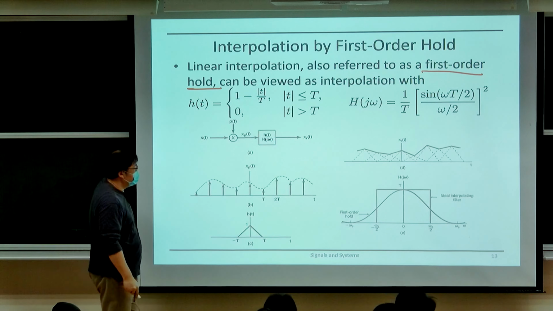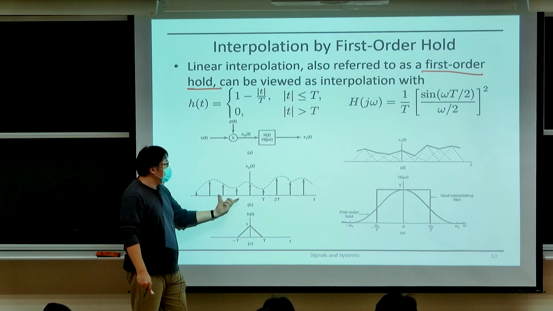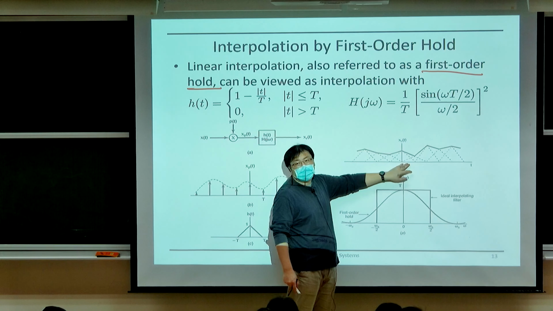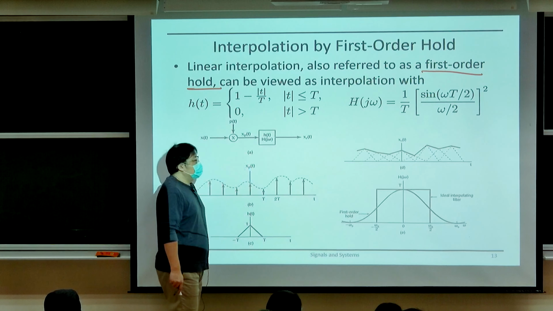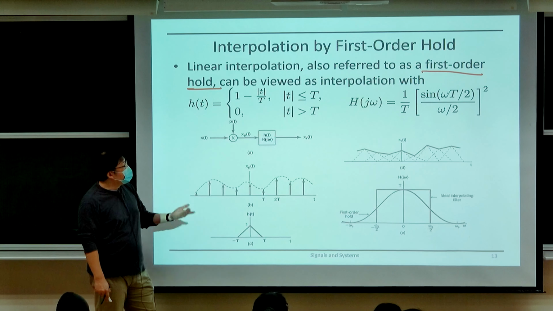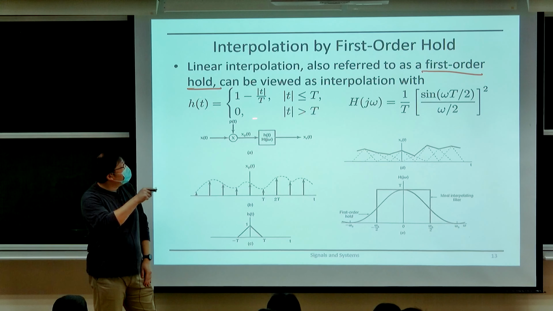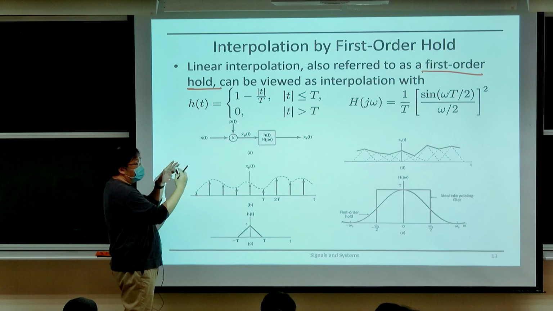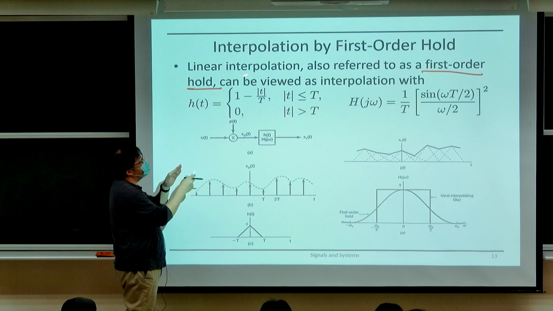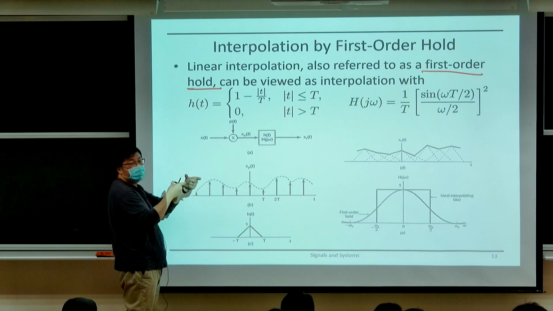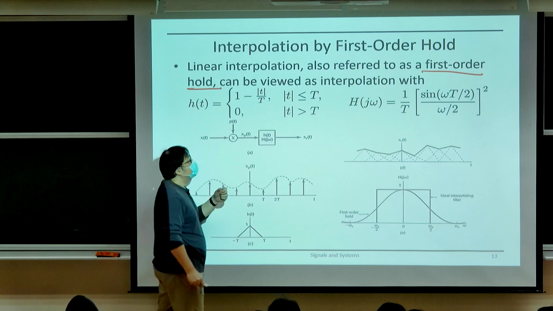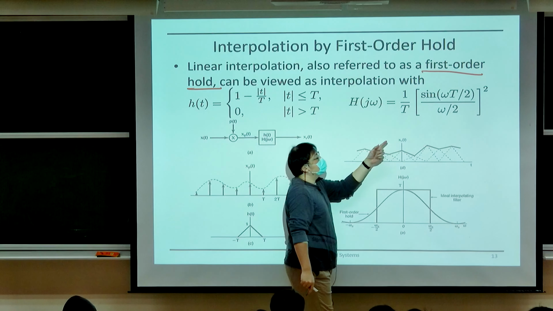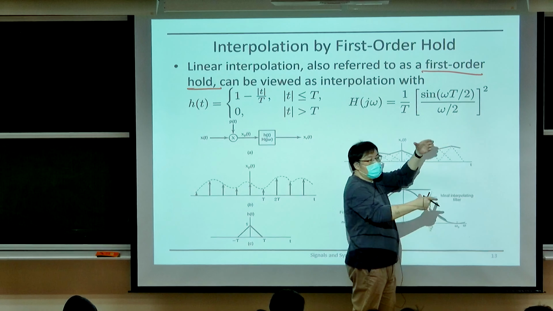If you move this to each one of these samples, you construct a single x sub r of t that looks like this. Now in the frequency domain, if you take the Fourier transform of this, a triangle in the time domain can be viewed as the convolution of two rectangles. The convolution of two rectangles in time corresponds to the multiplication of two sinc functions.